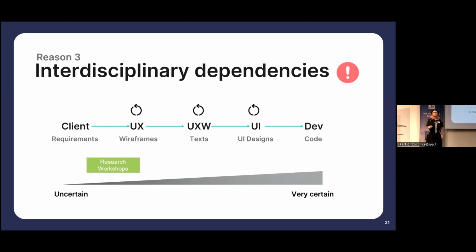We also have iterations. We show wireframes to the client. The client says, this is not what I want. I want it to be different. We have to do another iteration. We have to do another one. And then in UX writing, they say, maybe the text, we need to change the text. Or maybe in UI design, they come and say, actually, this text, I don't like it after all. We need to change it. So there are a lot of iterations happening within each step, and that increases the amount of time we need to get from one step to another.